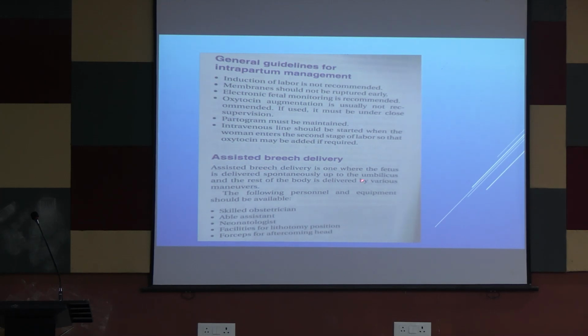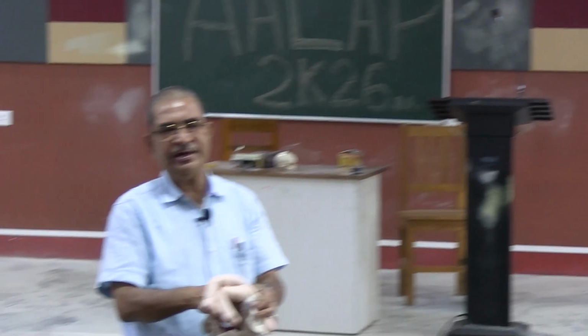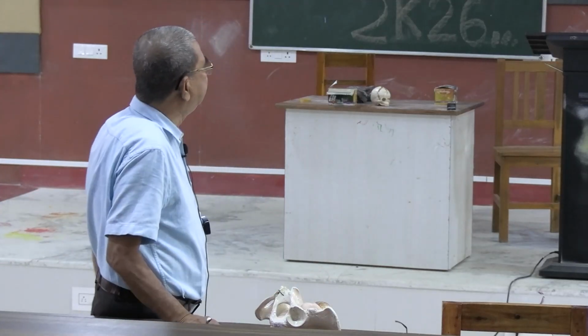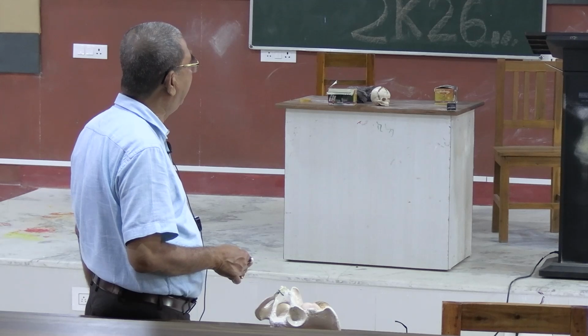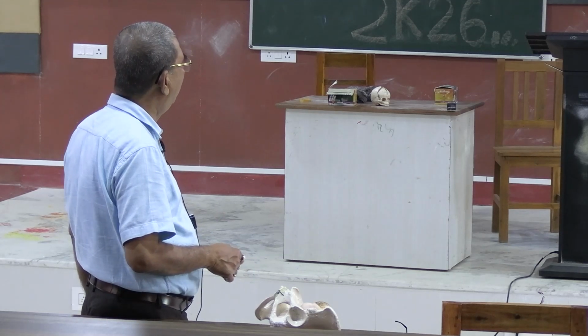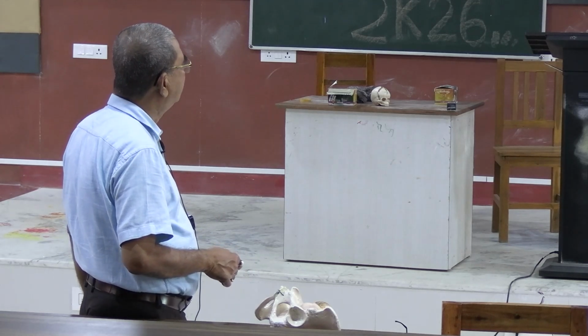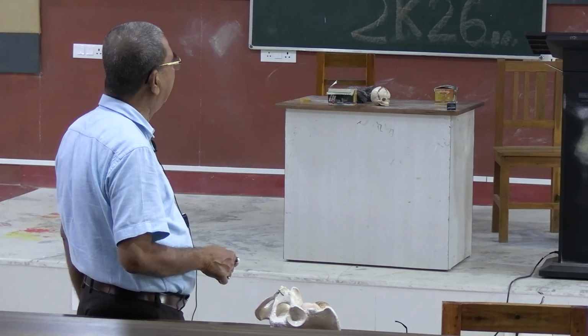Assisted breech delivery is one where the fetus is delivered spontaneously up to the umbilicus. You have to do assisted breech delivery from the umbilicus, and the rest of the body is delivered by various maneuvers. The following personnel and equipment should be available.